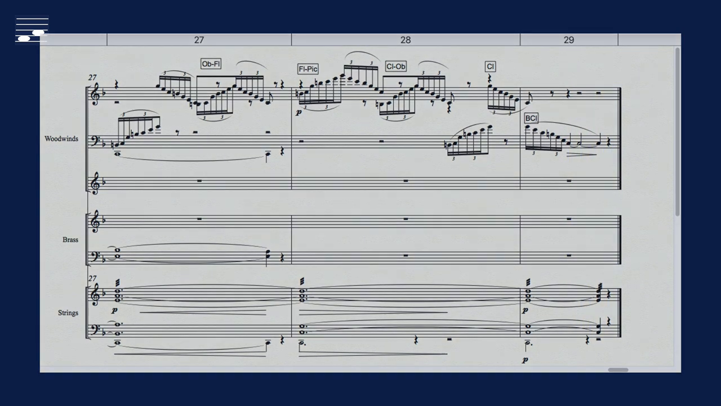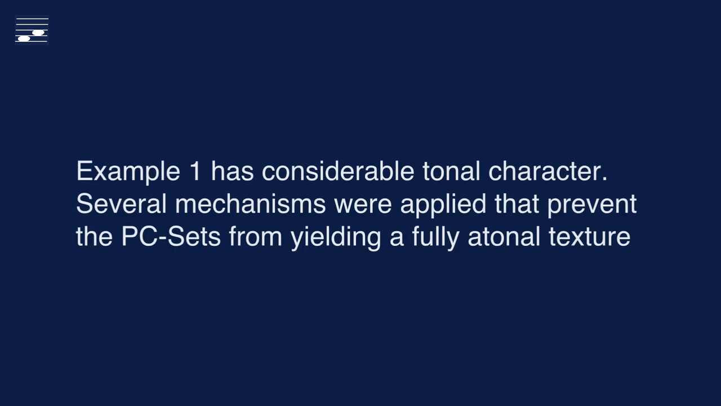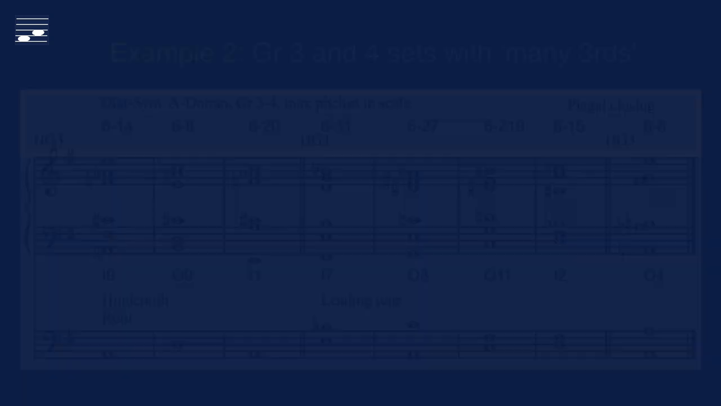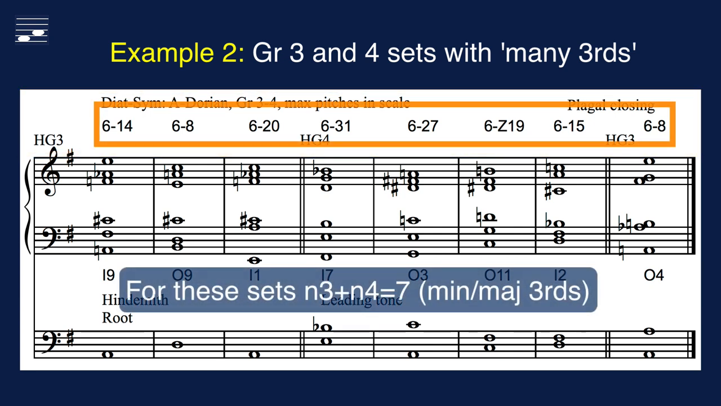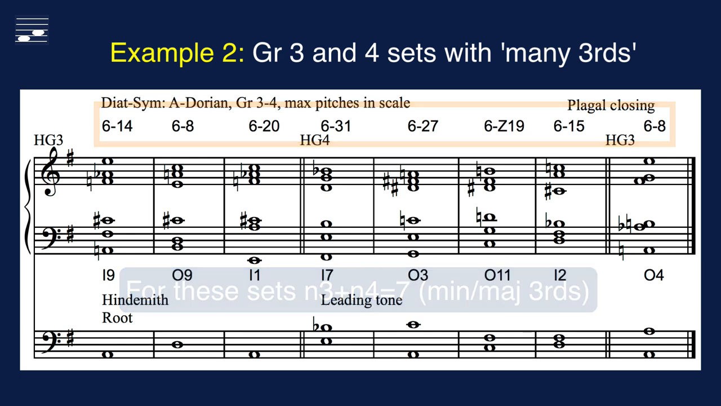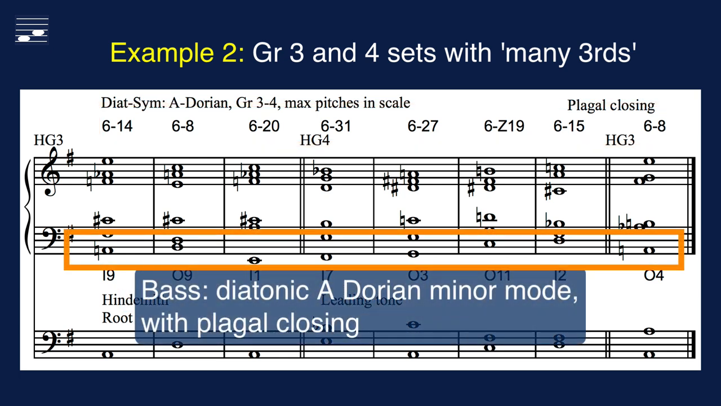Hopefully you agree that this example has considerable tonal character. I've applied several mechanisms that prevent the use of PC sets yielding an atonal texture. Example 2 uses the sets from group 3 and 4 with maximum number of thirds that I've demonstrated earlier in this episode. The diatonic scale is A Dorian minor with a plagal closing.